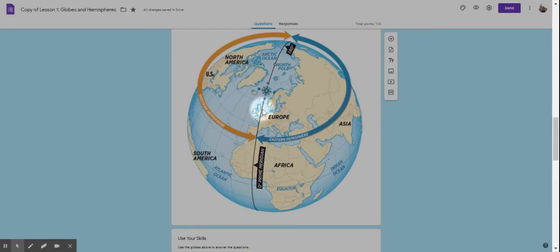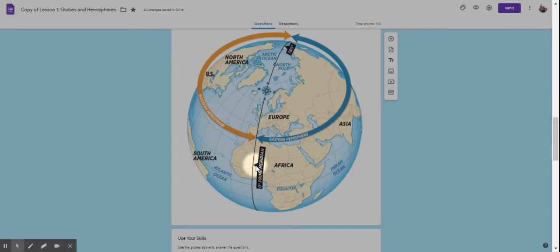Opposite of the prime meridian is the anti-meridian, or 180 degrees. Usually each of these lines is separated by 15 degrees or 30 degrees longitude on a map. Everything that is west of the prime meridian is considered the western hemisphere. Everything that is east of the prime meridian is considered the eastern hemisphere.